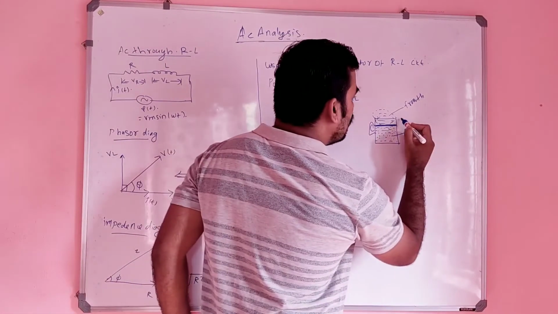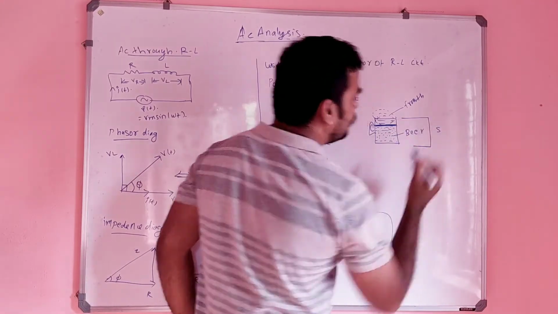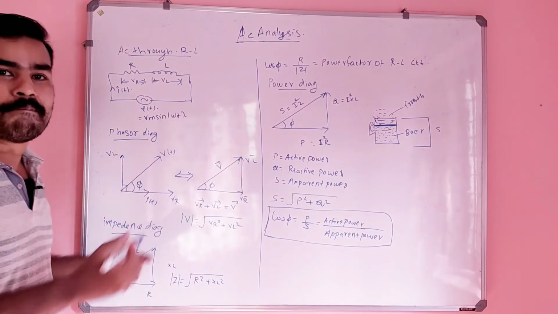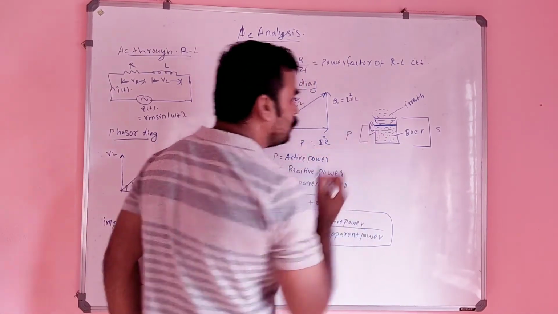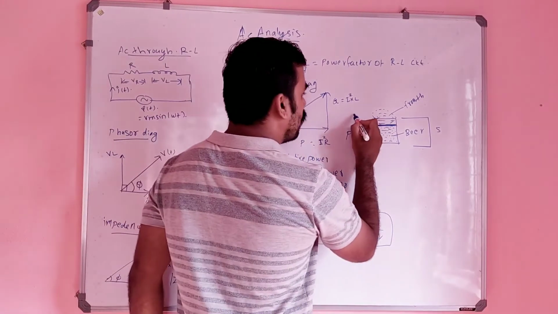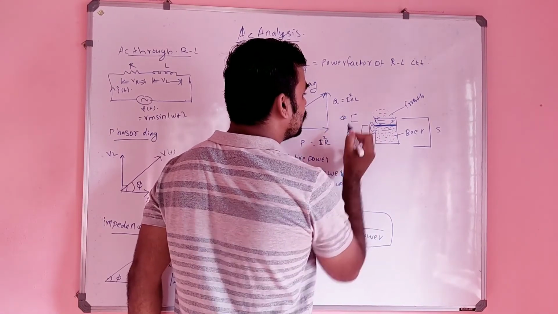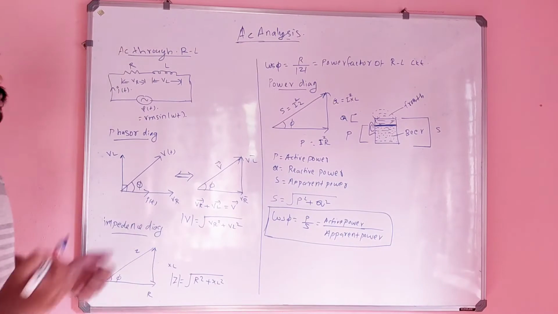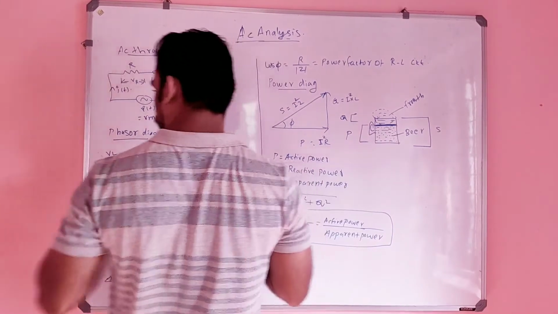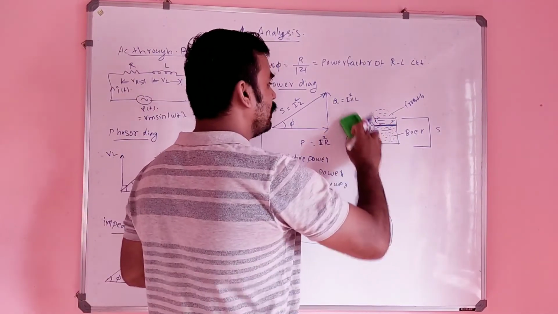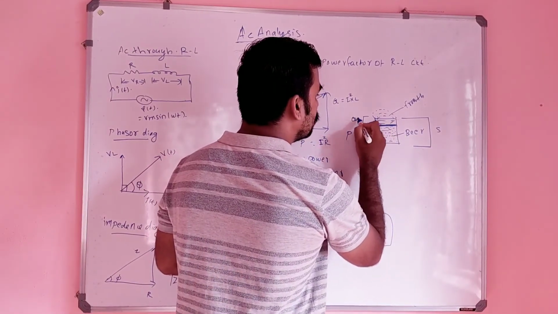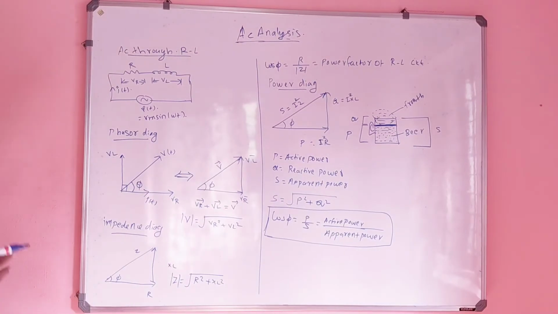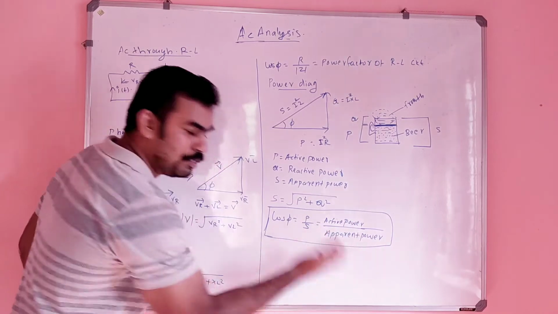The whole glass is the apparent power. The drinkable portion of beer is the active power, and the froth portion is the reactive power. This is the concept of power factor. Power factor is nothing but active power to the apparent power.